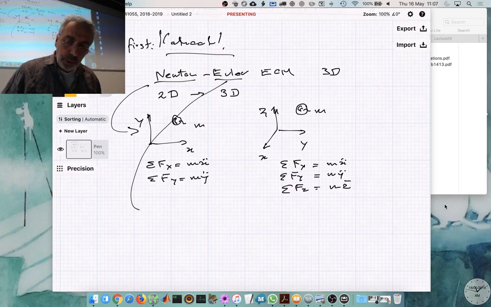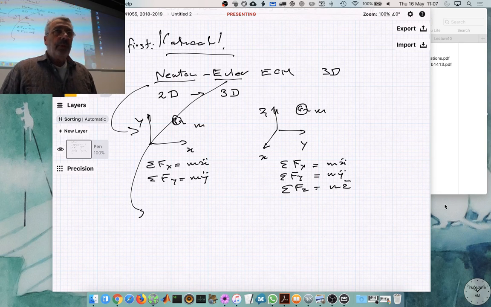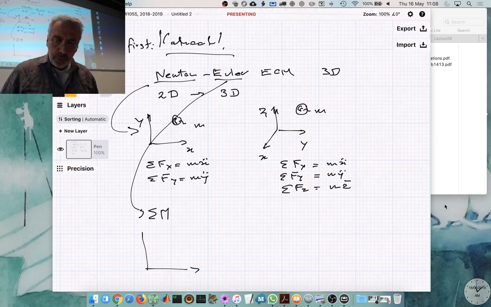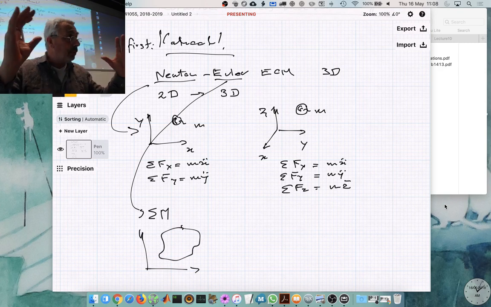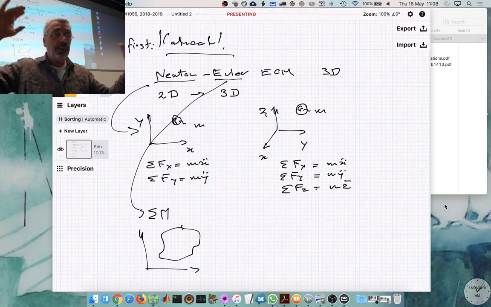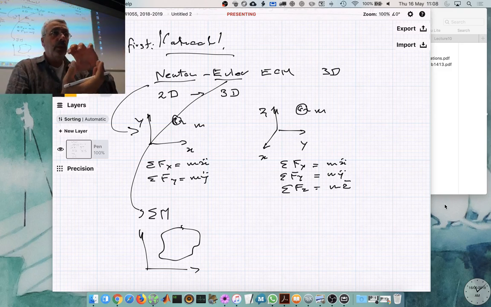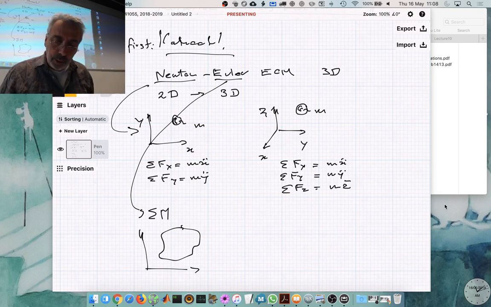Okay, so now let's move to the Euler part. I want to do the Euler part in the two-dimensional world. If I remember well, it was something like the sum of the torques about a special point. So I have to draw a new figure, because now we are talking about rigid bodies, something with an extent, with dimensions, not shrunken to a zero-dimension thing with mass.